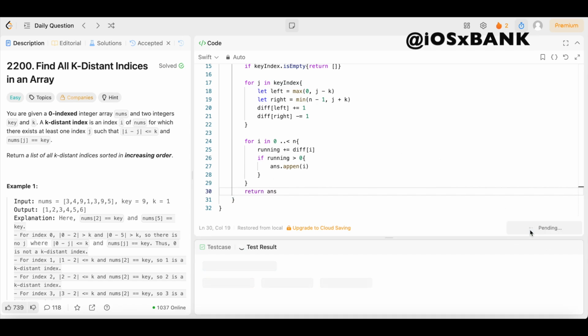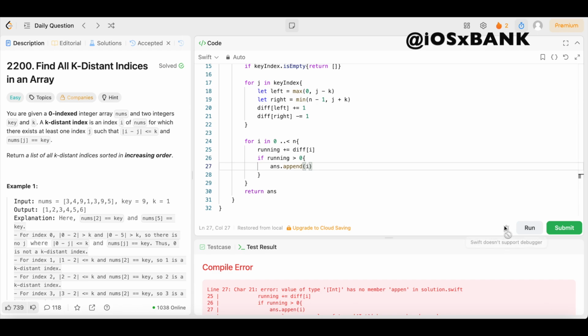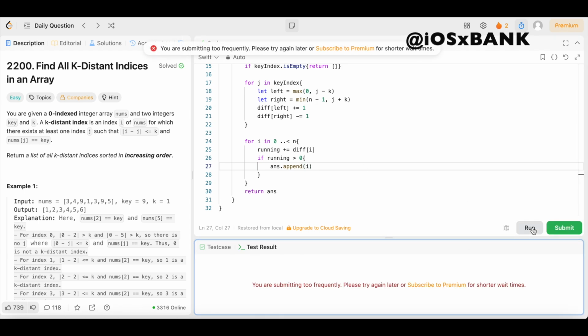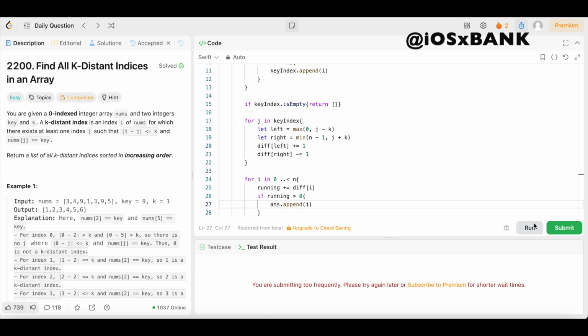That should be all she wrote. Let's give it a run. Oh, almost first try, but not there. Close, but no cigar. I did that too fast. Let's give it some time and run it again. Wrong answer.